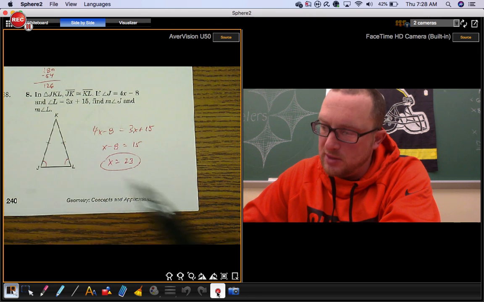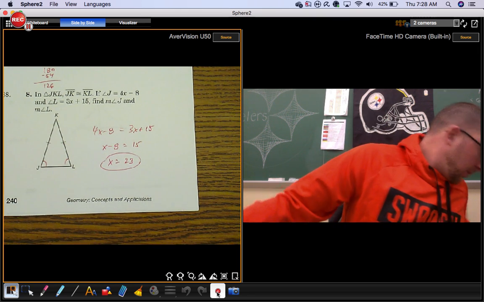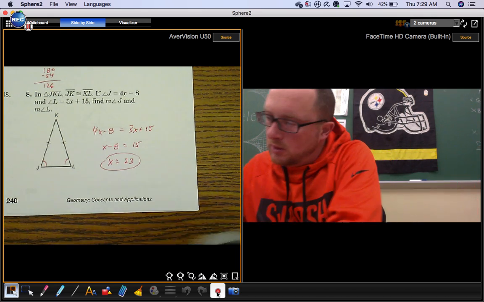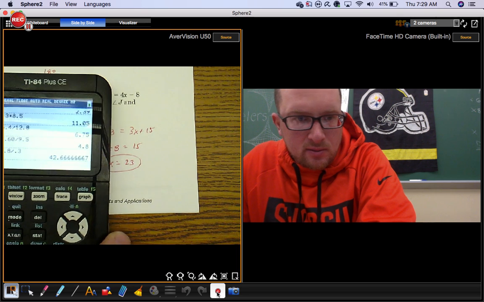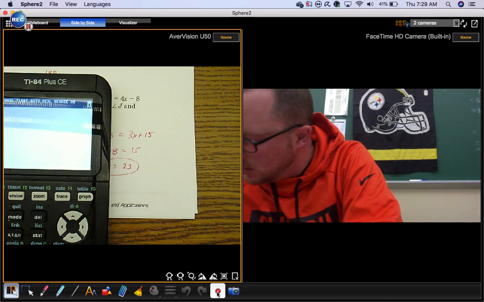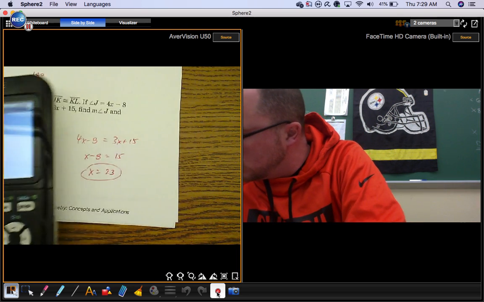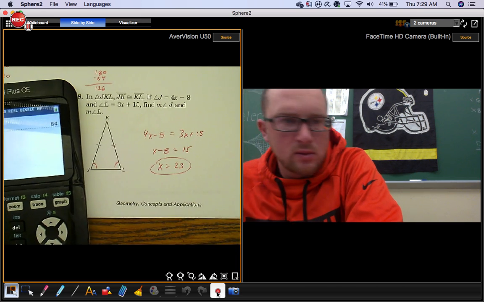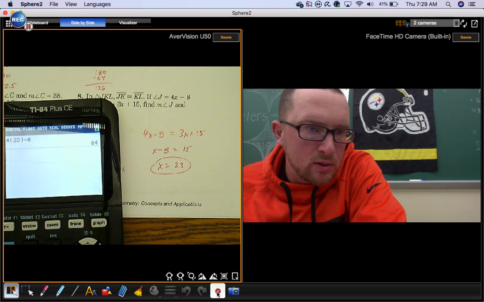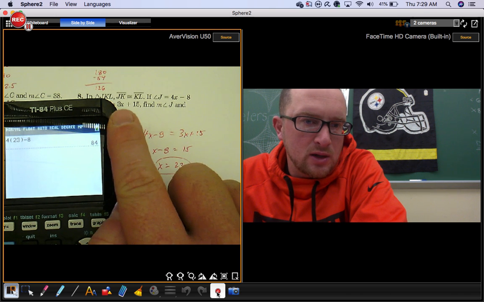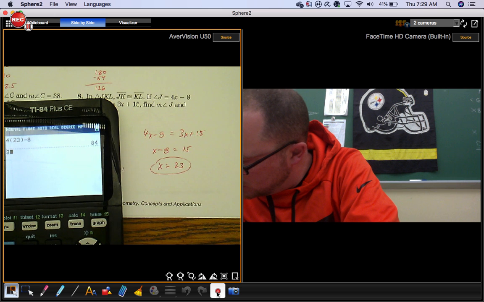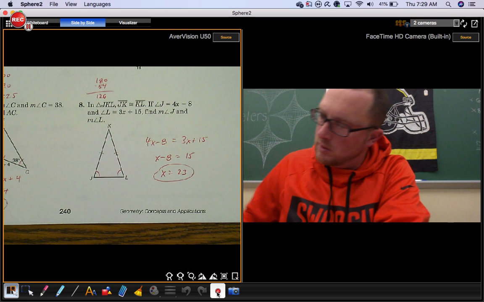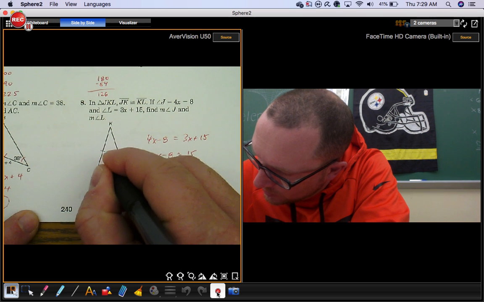They asked you to find the measures of the angles. So I'm going to use my calculator here after I drop it. Take the value of x and plug it in. We're going to do 4 times 23 minus 8. And that gives you 84. Now we also have to do 3 times 23 plus 15. So both those angles are 84 degrees, and that's really what they ask you to find.